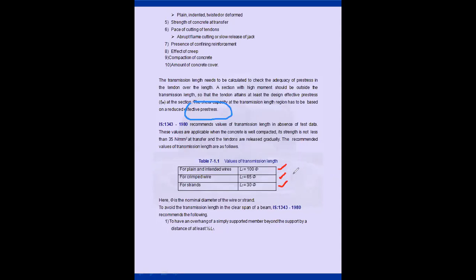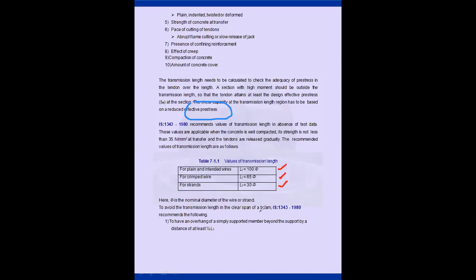But for solving problems, we are going to use the empirical formulas, which were developed by Hoyer effect, and the next one, the empirical equation developed by Krishnamurthy. These formulas I will let you know while solving the problems. Here phi is nothing but the diameter of the rod. Here, very, very important, is to avoid the transmission length in the clear span of the beam.